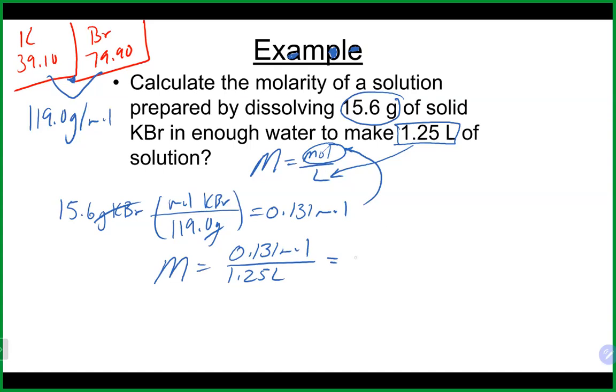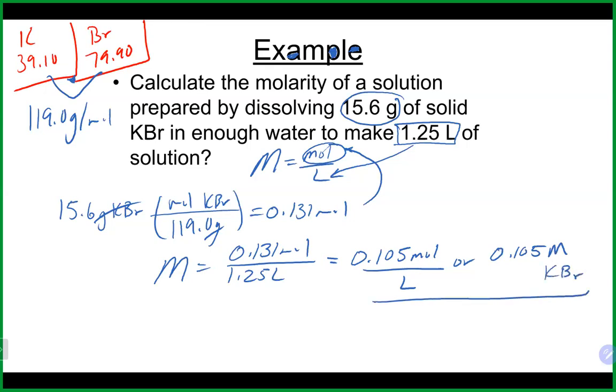Looks like 0.105. Now you can leave it one of two ways. The units here do not cancel out, so the number always stays with the moles and it's always per 1 liter. Or if you want at this point, once you get the answer, you can just write big M and you could write whatever this is here, KBr. So you could do it either way in this case.